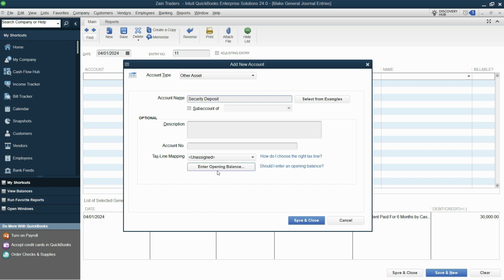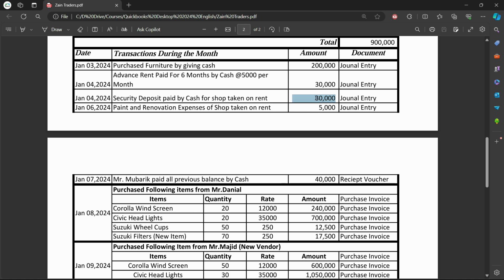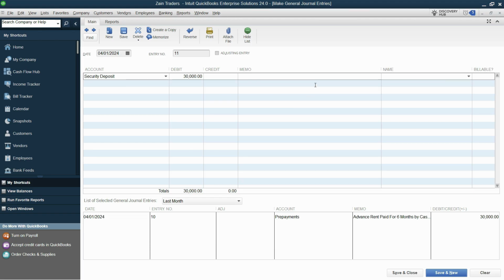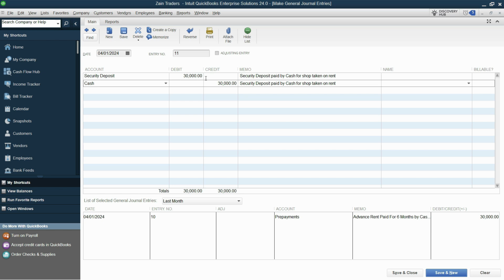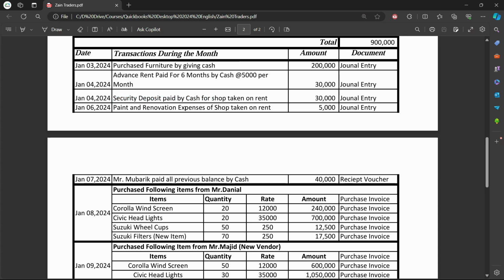Can we enter any opening balances here? No. It will be a one-time job. When we create the opening trial balance, only at that point we will enter the opening balances. And save and close. And let's now put the balances. Copy and paste the description and put cash here. So debit, security deposit, and credit cash. Save and new. And the next one we have is paint and renovation expenses for shop taken on rent.